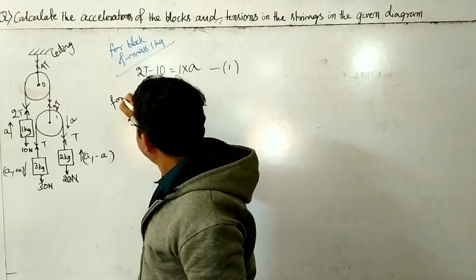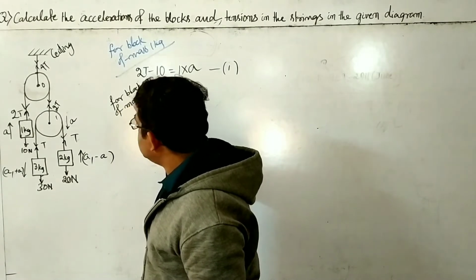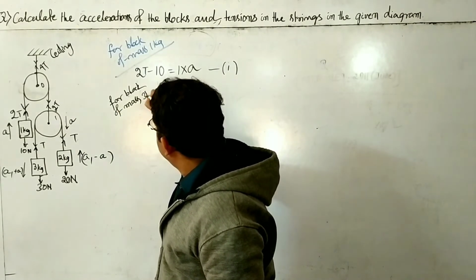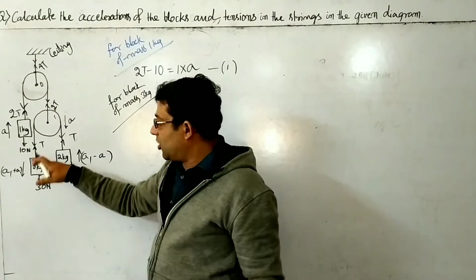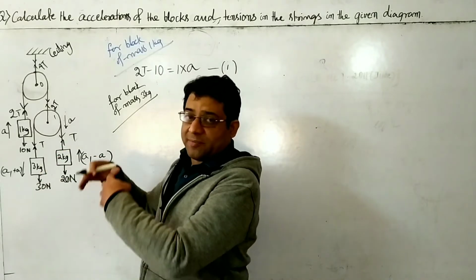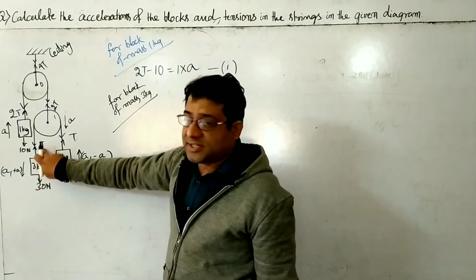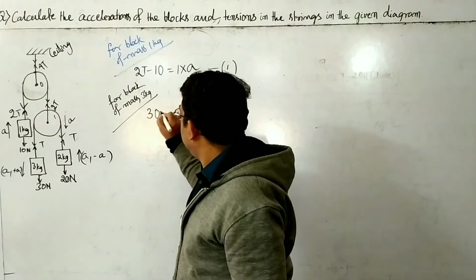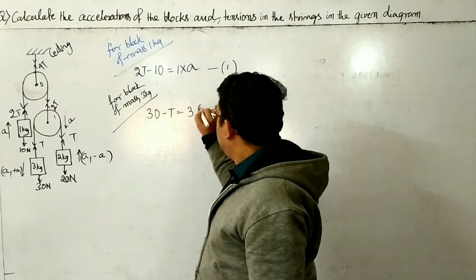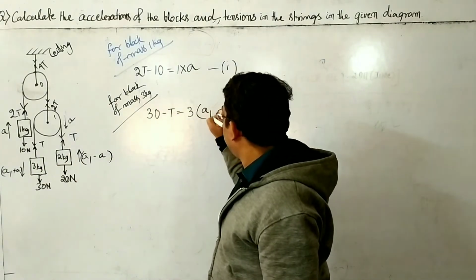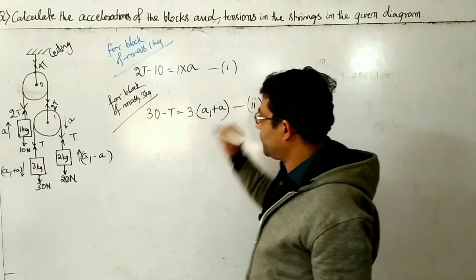Again I am writing for the block of mass 3 kg, another equation. Again I am simply applying Newton's second law. The net force is equal to the mass of the block multiplied by the acceleration of the block. This block is coming down, so 30 Newton must be greater than the tension. So I am writing 30 minus T is equal to mass of the block 3 multiplied by acceleration A1 plus A. Let's make it equation 2.